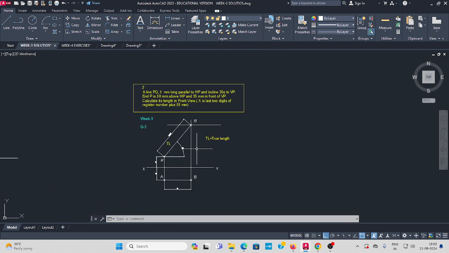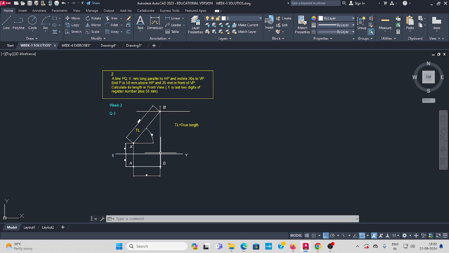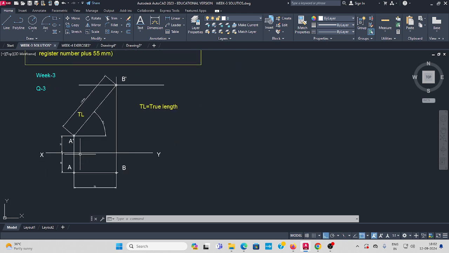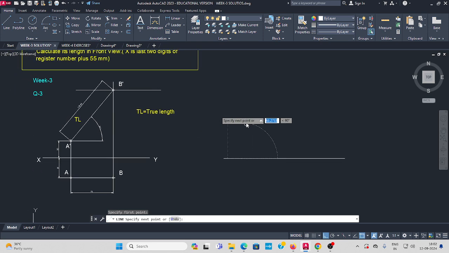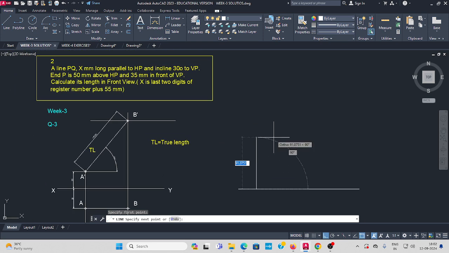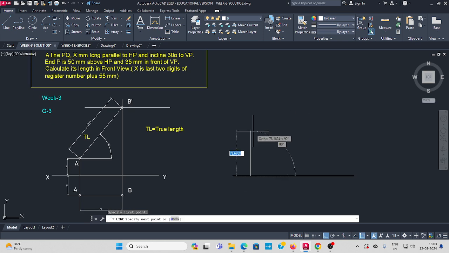See here, week 3 question number 3. First draw the reference line. Take the line command, random length. First you have to draw the XY reference line. Then take the line command from the above direction. As per the question, above HP 50 mm. So 50, enter.